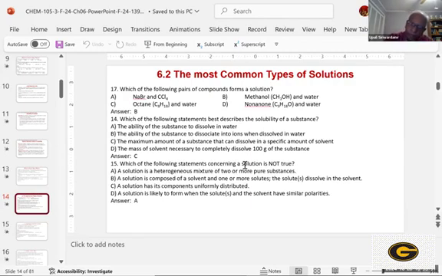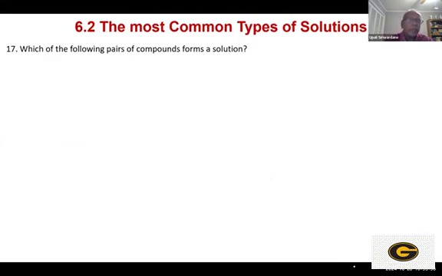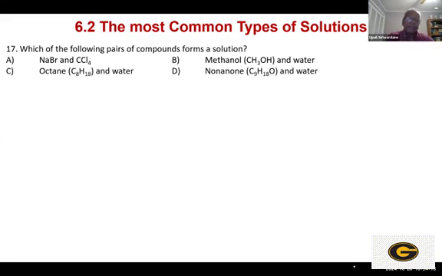Let's go through more problems. Which of the following pairs of compounds form a solution? That's about like dissolves like. Out of these, one is ionic and this is non-polar. Therefore, this pair of compounds doesn't form a solution.